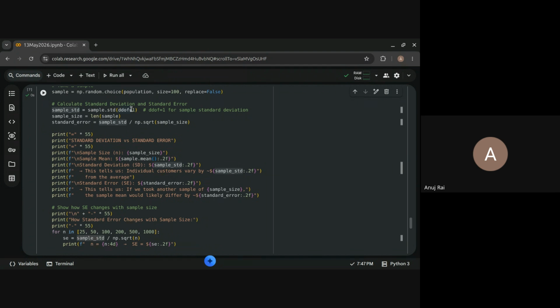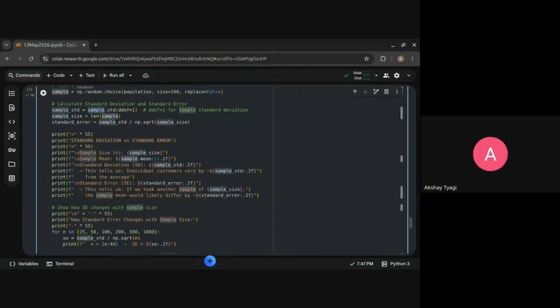Because it is considered that the sample data is not a complete picture, you have to divide by n minus 1 in order to calculate the standard deviation. So that's why we have to set ddof equal to 1, to let NumPy internally know that you are calculating it for a sample, not for the population.